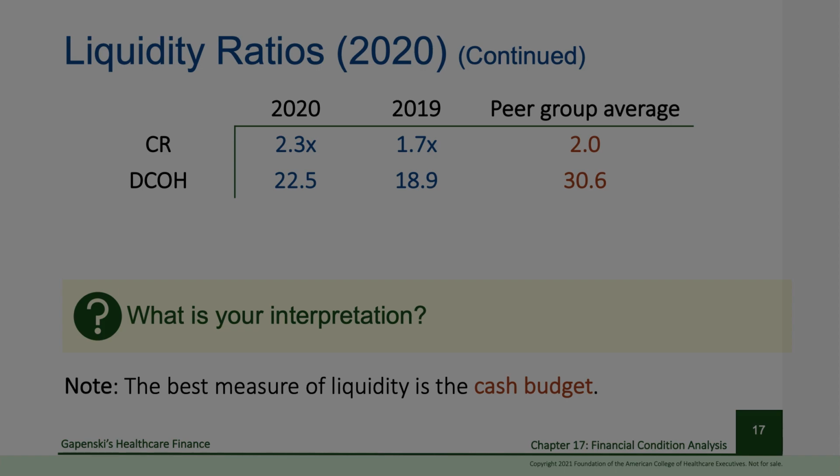So the important thing to note is that the best measure of liquidity is the cash budget. So how much cash do you actually have? How much money do you have in terms of cash and cash equivalents that are nearer to cash, that can be liquidated much more easily?